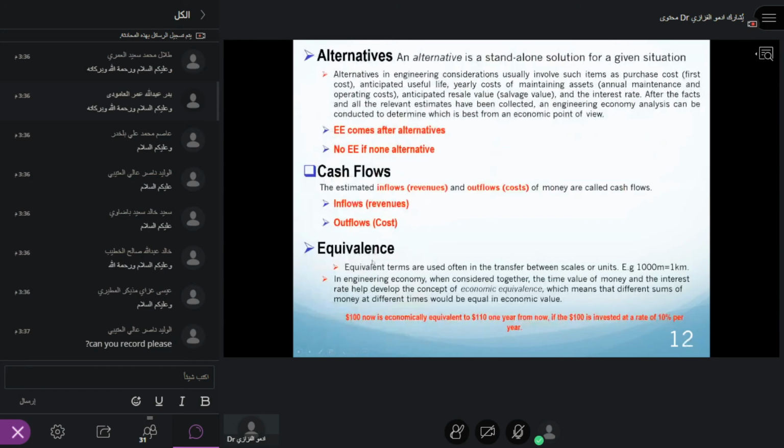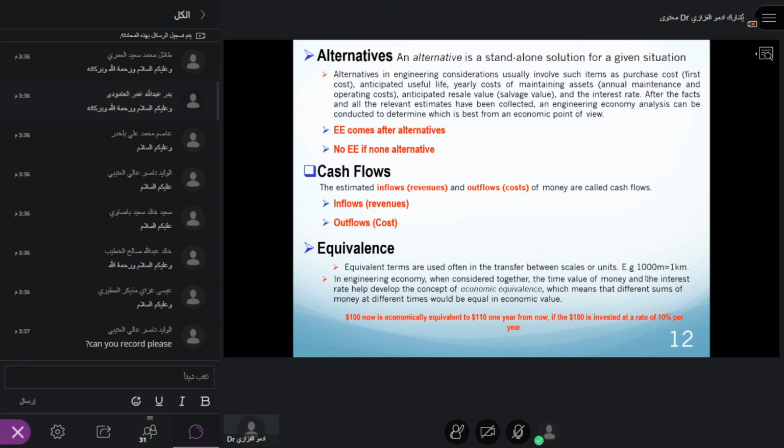Okay. Another terminology that you'll be using in engineering economy is equivalence. For example, in English, you say equivalent terms are often used to transfer scales or units. For example, 1,000 meters, you say it is 1 kilometer. So 1,000 meters is equivalent to 1 kilometer, like equal to. But in engineering economy, this is the English definition, the English way of looking at it. In engineering economy, the time value of money and the interest rate, considered together, help develop the concept of engineering equivalence, which means that different sums of money at different times will be equal in economic value.